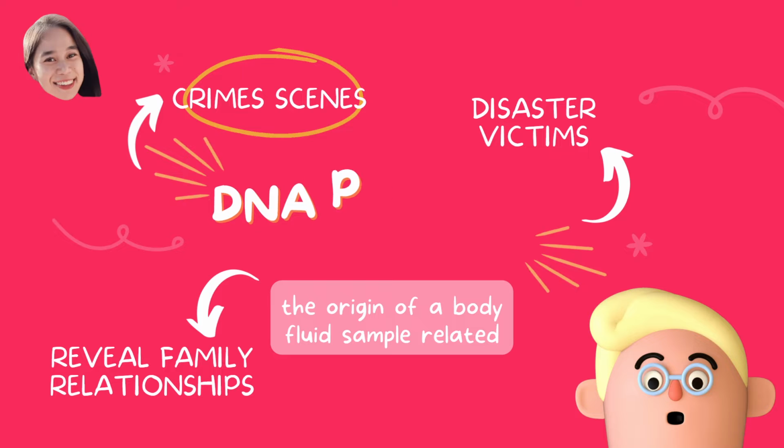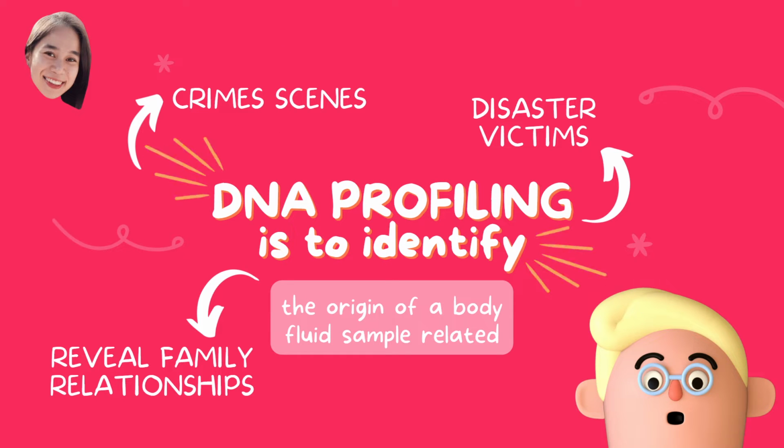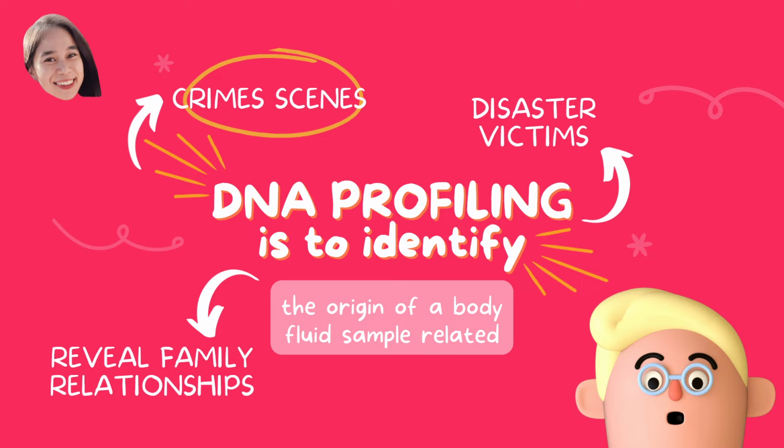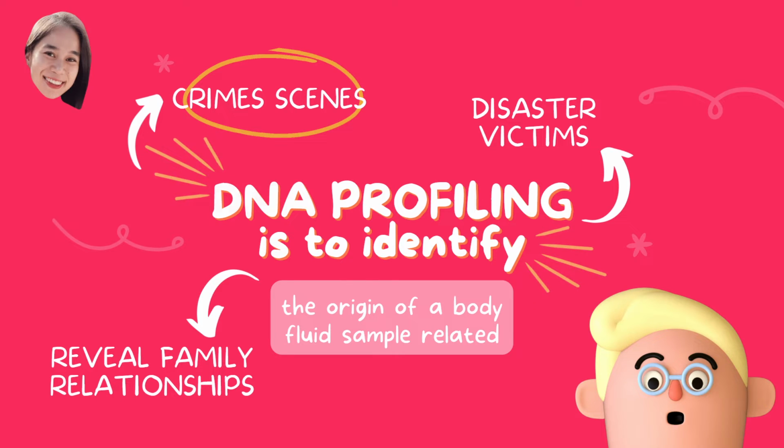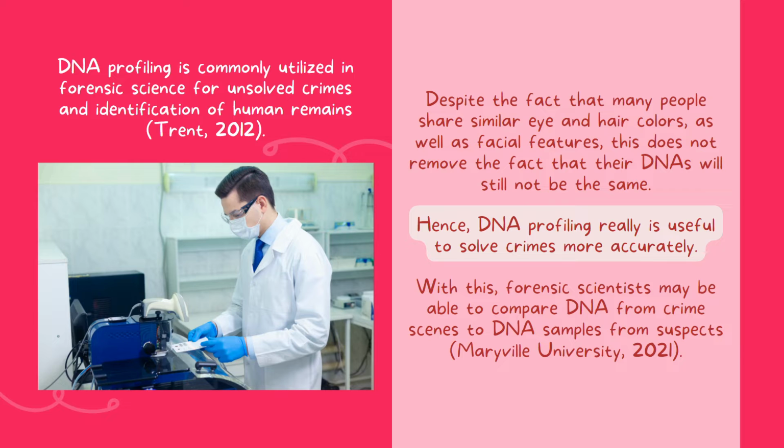In terms of how DNA profiling is applied, this technique is commonly used to identify the origin of a body fluid sample related to crime scenes, reveal family relationships, and even identify disaster victims. As a matter of fact, DNA profiling is commonly utilized in forensic science for unsolved crimes and the identification of human remains. It is considered a state-of-the-art procedure to identify individuals based on their unique genetic makeup. And although many people share similar eye and hair color and facial features, their DNAs would still not be the same. Hence, DNA profiling is really useful to solve crimes more accurately.